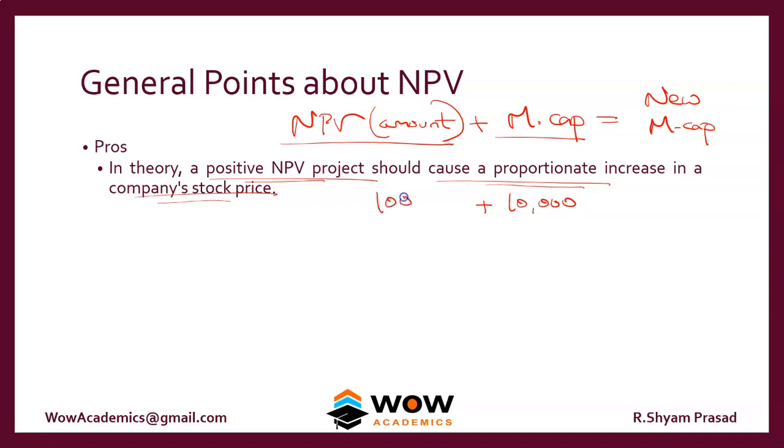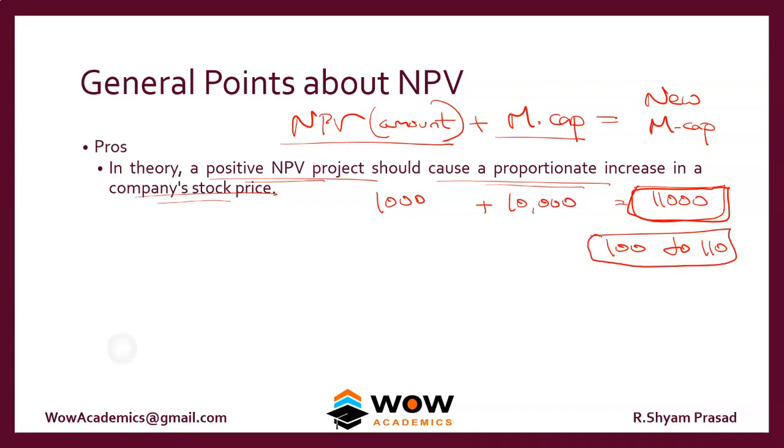So if your market cap is already 10,000 crore, and you have a project which will earn 1,000 crore, your market cap will become 11,000 crore, because the market will feel that this is a very good project and increase the share price. So immediately the share price would move from something like 100 rupees to 110 rupees. So that's how the share price gets moved.